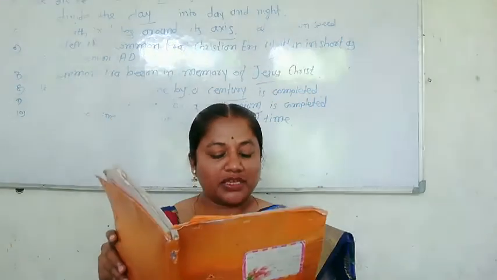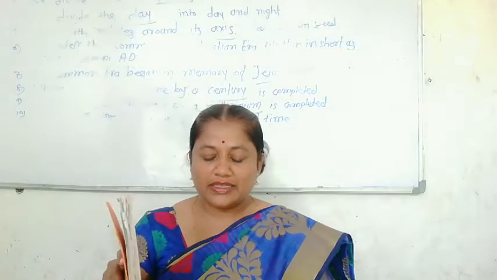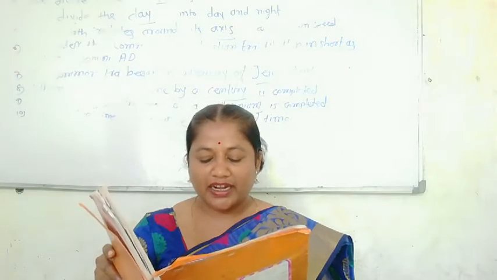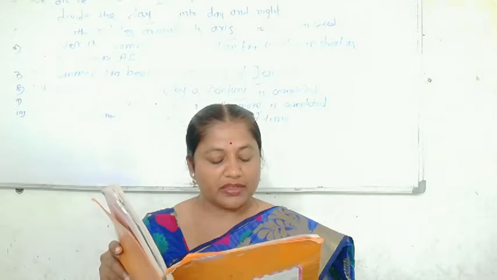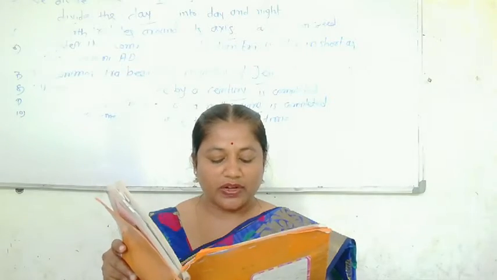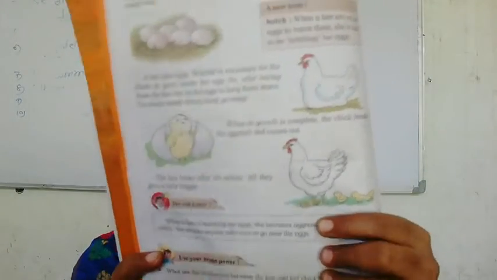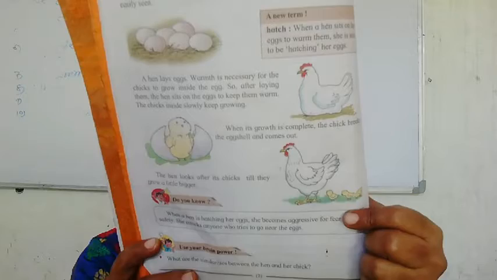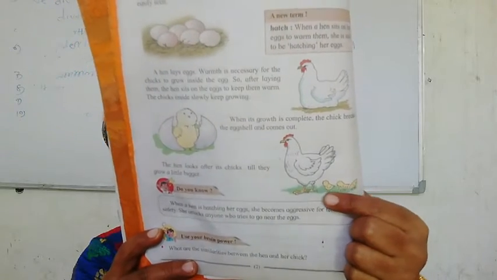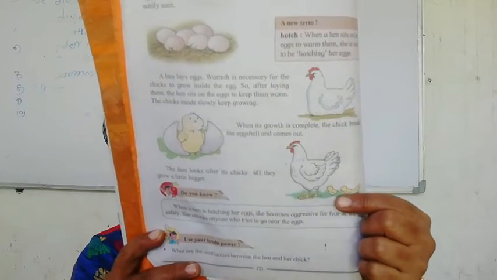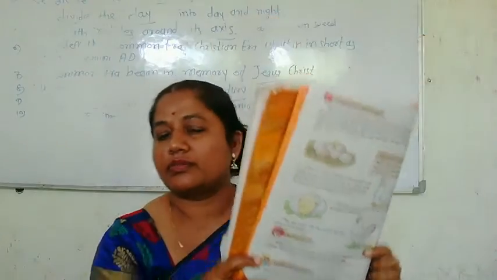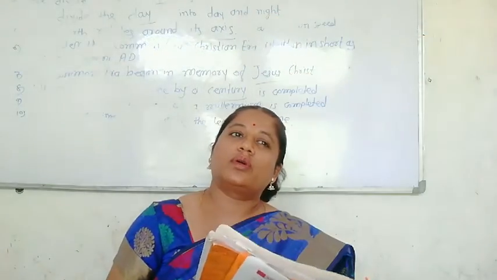One more new term is given here. When a hen is hatching her eggs, she becomes aggressive for fear of their safety. She attacks anyone who tries to go near the eggs. So here you can see that sight. Here there is the mother hen and the chicks are following her until they become big enough or old enough.